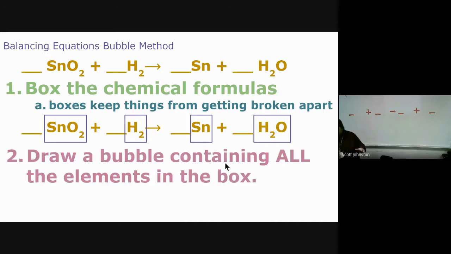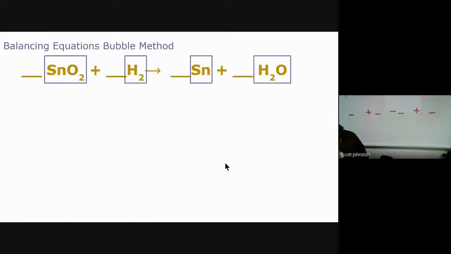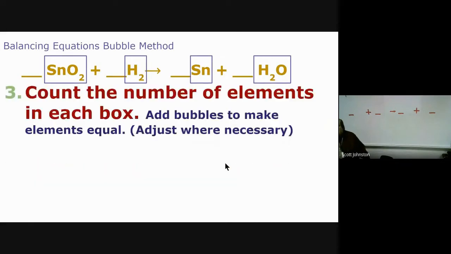So we're going to draw a bubble containing all the elements in the box. So you see we have a bubble that has one Sn and two O's. We have a bubble that has two H's, a bubble that has one Sn, and a bubble that has two H's and an O. So now we're going to count the number of elements in each box. And we're going to add bubbles to make the elements equal.